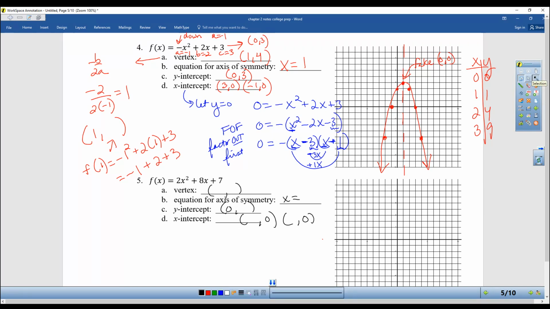So for vertex, remember you can stop the video and try this one on your own. So for vertex, I'm going to do negative b over 2a, a, b, c. So opposite of b over 2 times a, negative 8 over 4 is negative 2. I get the y value by plugging in the negative 2. 2 times, so now the negative is being squared. Unlike the one above, where x was being squared and then negative, this is the actual negative 2 being squared.